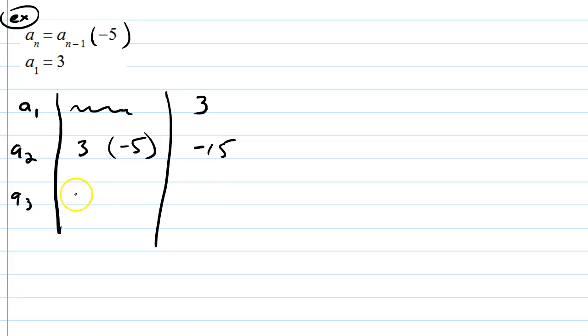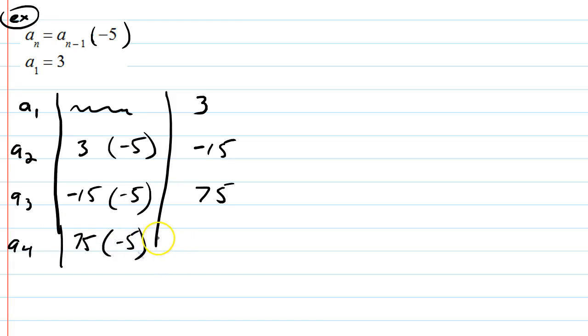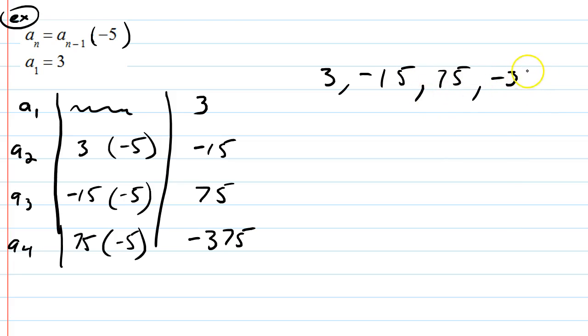The third, now I'm going to use my answer from the last one. So I get -15 times -5, which gives us 75. And then our fourth term is going to be 75 times negative 5, which equals negative 375. So 3, negative 15, 75, and negative 375.